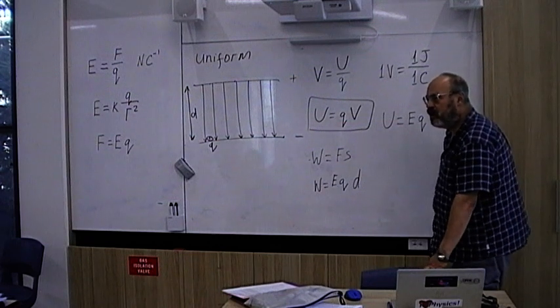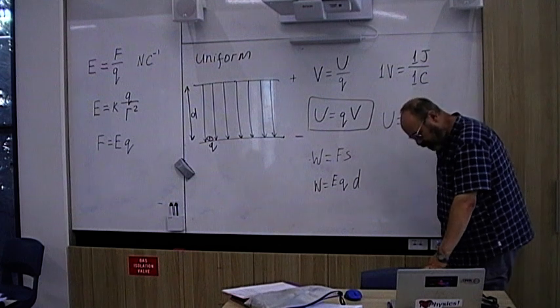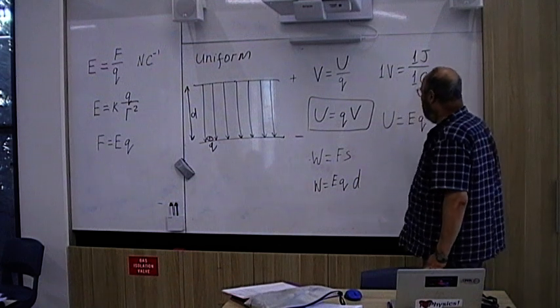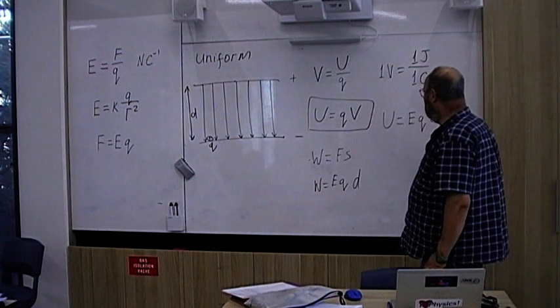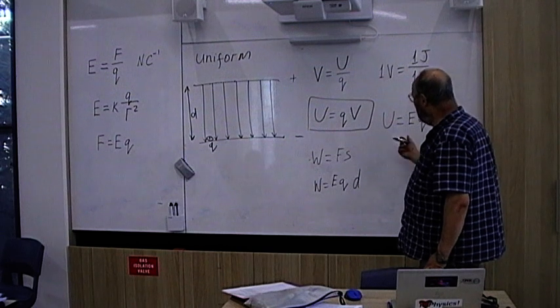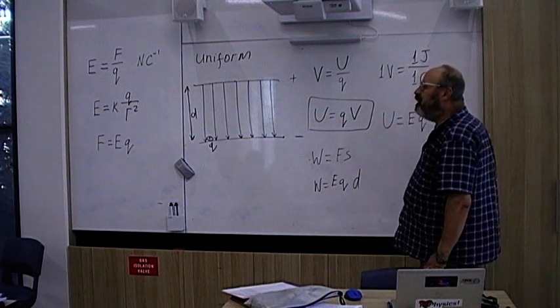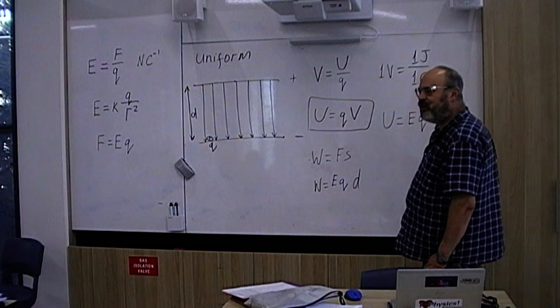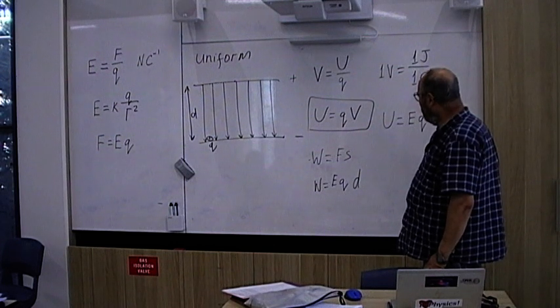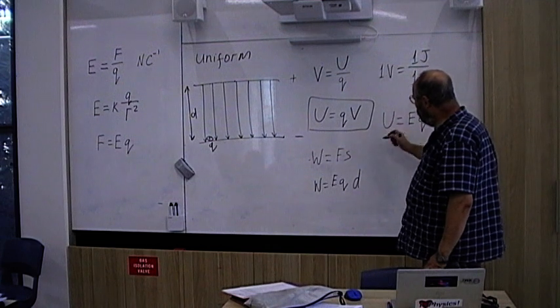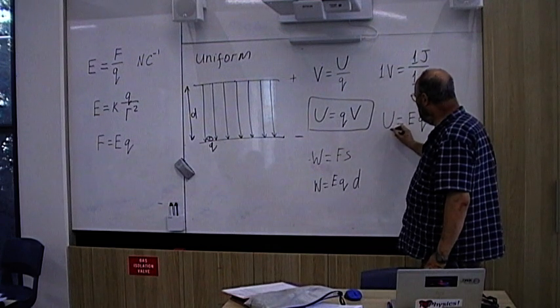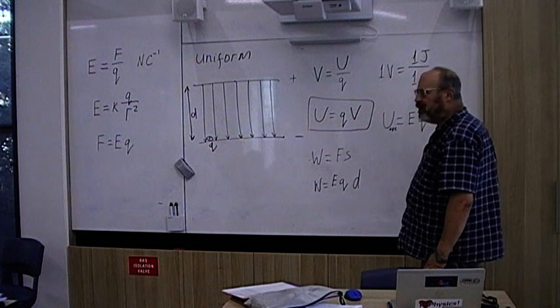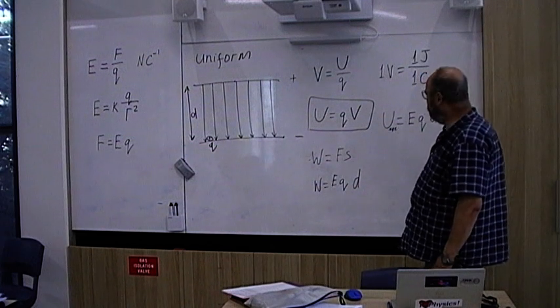Yes? Do you have to write U and then potential energy underneath? You can write EPE, electric potential energy. If you write U, you can write EPE here, something like that, electric potential energy.